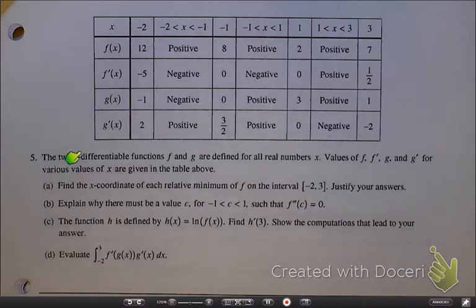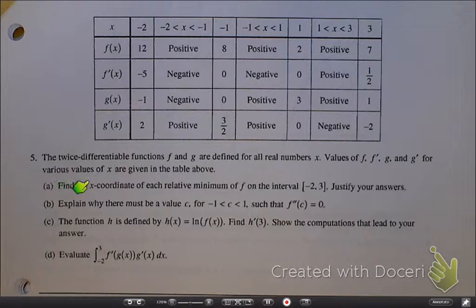The twice differentiable functions f and g are defined for all real numbers x. What does this mean, twice differentiable? Good. It just means you can take the second derivative of them. That's all that means. Okay, they're twice differentiable. It says values of f, f prime, g, and g prime for various values of x are given in the table above, and you guys can see that from up here. They give you different values for 1 and 3 and -1, -2.